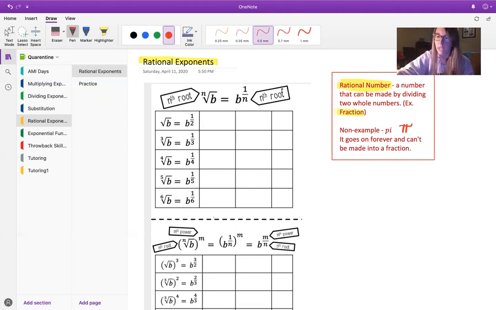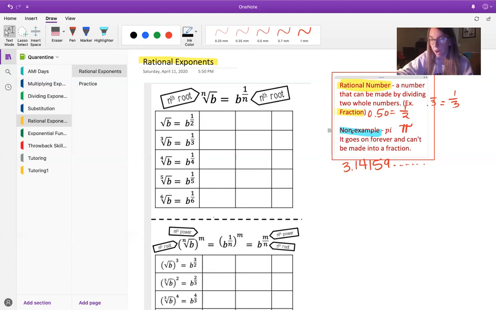So an example of a rational number would be, you can take this decimal and it can be changed into a fraction. Or you could take 0.3 repeating, and that's 1/3. Okay, so those are rational numbers because they can be simplified into a fraction. Now, a non-example of a rational number would be the number pi. That's pretty much the last thing we talked about before school was out. It's 3.14159, and it goes on and on forever. Basically, you can't write that as a fraction. So that would not be a rational number.